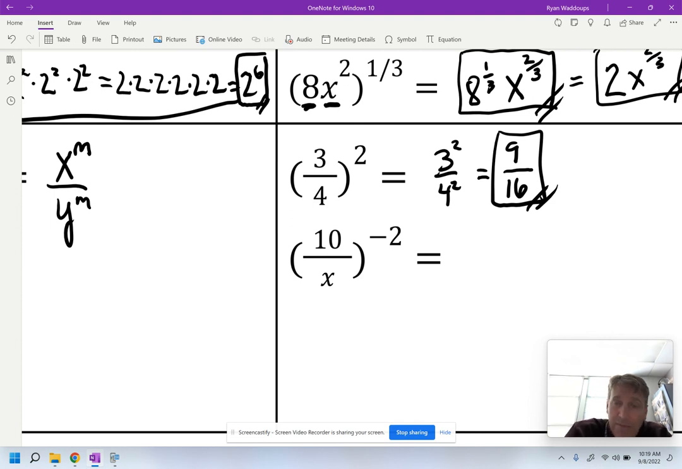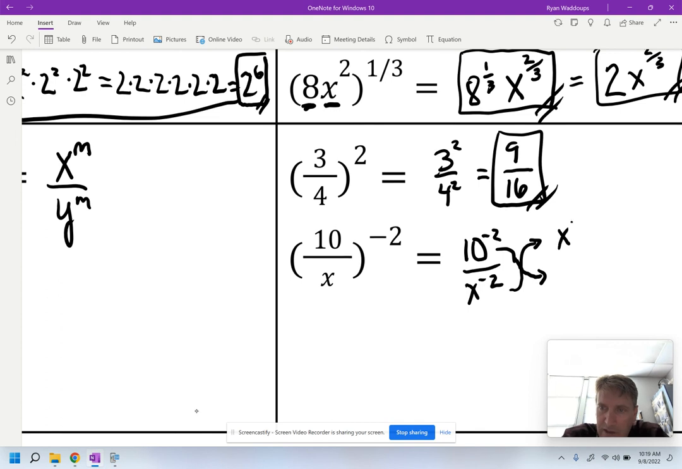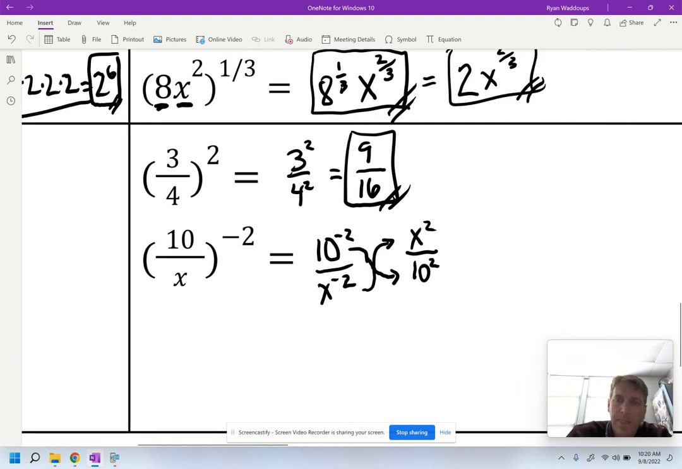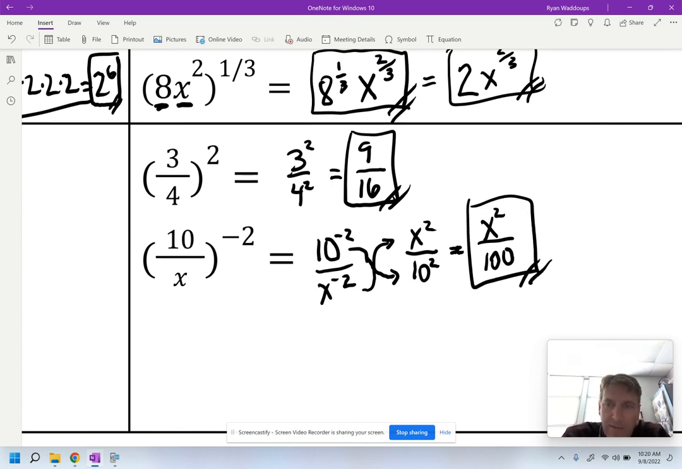When you've got a negative, the same thing applies. We'd write 10 to the minus 2 power and x to the minus 2 power. And typically we want to leave our answer in positive exponents. And so the negative comes up positive, and the negative here comes down positive. And so this just switches to x squared over 10 squared. And because we can write 10 squared as a number, we can write this as x squared over 10 times 10, 100. And that would be our final answer.